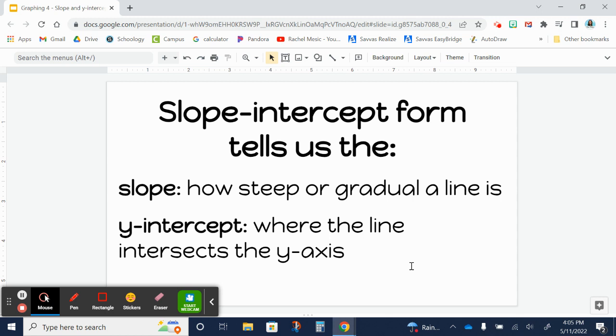There's an easier way to graph a line instead of making a table. So much easier, and it will save us so much time. It is called slope-intercept form.